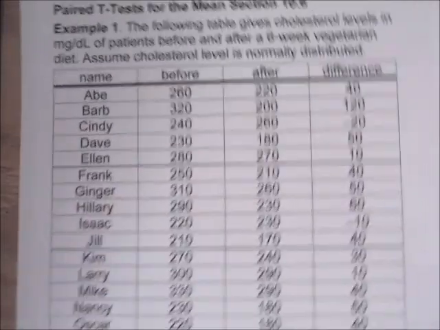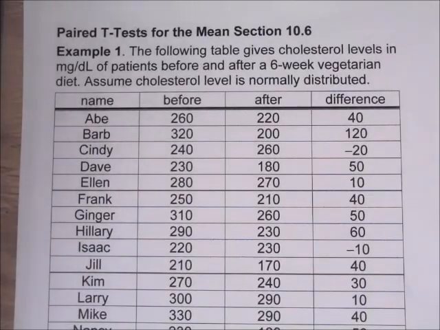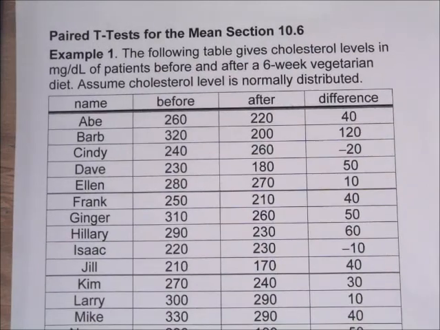Let's go over hypothesis tests for paired data. In this example, we have cholesterol levels of patients before and after a 6-week vegetarian diet, and we're going to assume that cholesterol level is normally distributed.